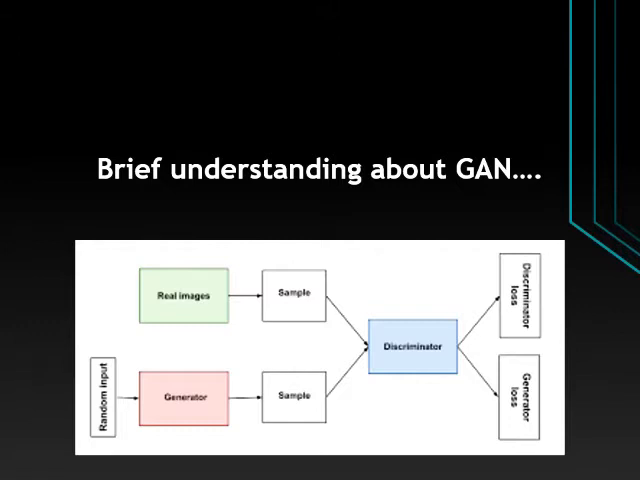In GAN, there is a generator and discriminator model. The generator model generates fake samples of data and tries to fool the discriminator, while the discriminator tries to distinguish between the real and fake samples. And these steps are repeated several times. So this is all about GAN. Now let's start our topic, CycleGAN.